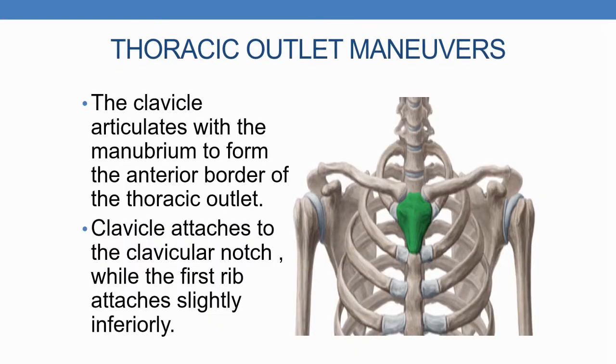The clavicle is an important player in thoracic outlet syndromes. The clavicle articulates with the manubrium of the sternum, and it forms the anterior border of the thoracic outlet. It attaches to the manubrium at the clavicular notch, while the first rib attaches slightly inferiorly. These are important anatomic landmarks because the clavicle and the first rib create a very small space between them, through which a lot of delicate and sensitive neurologic and vascular structures have to pass.